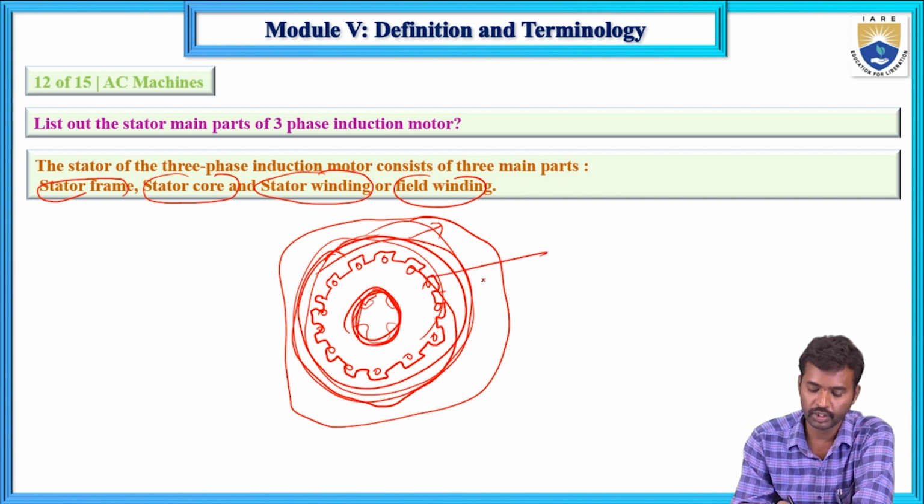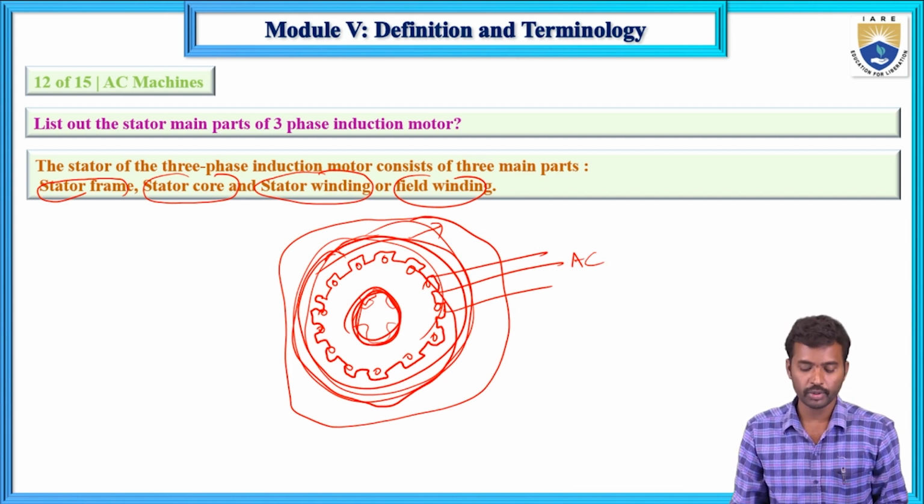If you give a three-phase supply to this stator winding, a rotating magnetic field will be developed. That rotating magnetic field cuts the rotor conductors, and an induced EMF will be developed in them. The rotor conductors are short circuited, so rotor currents flow. According to the right hand thumb rule, the rotor produces flux and acts as an electromagnet. Due to the attraction and repulsion between the rotating magnetic field and the electromagnet, mechanical force will be generated.